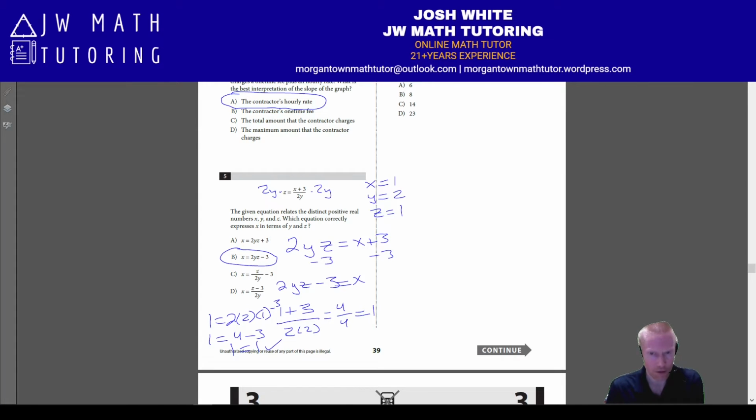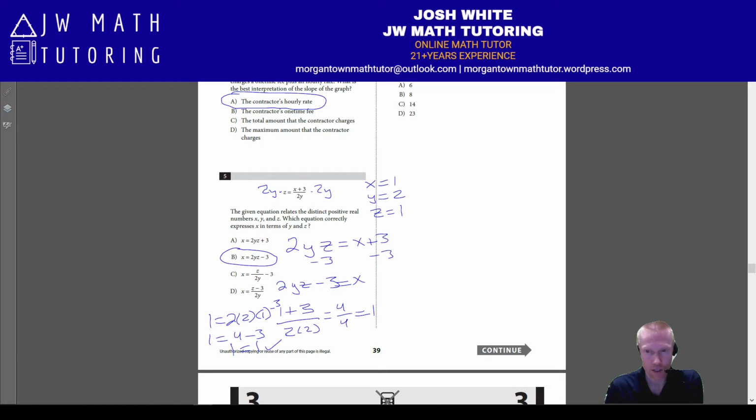I'm not going to bother spending time working them all out, but I'm just scanning them right now. Obviously, A is not going to match because it's going to be 4 plus 3, which is 7 on the right side. In C, if you plug that in, you're going to get 1/4 minus 3.